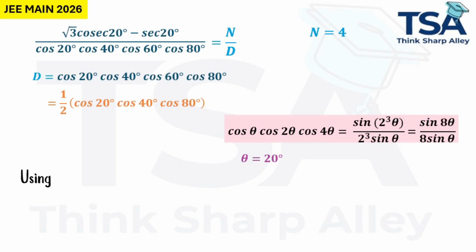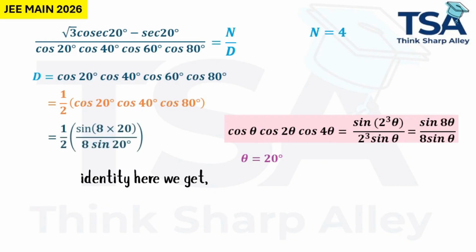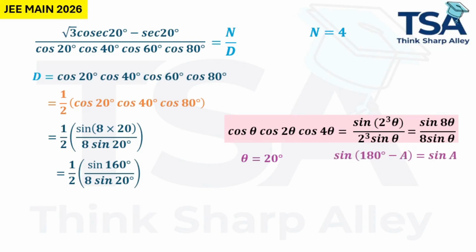And we get this, which simplifies to sine 160 degree by 8 sine 20 degree with the half outside. Next we apply the supplementary angle identity, which states that sine (180 minus a) is equal to sine a. This shows us that sine 160 degree is basically sine 20 degree.